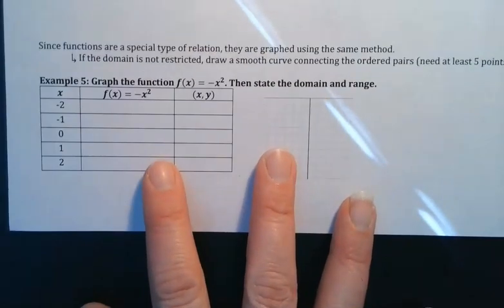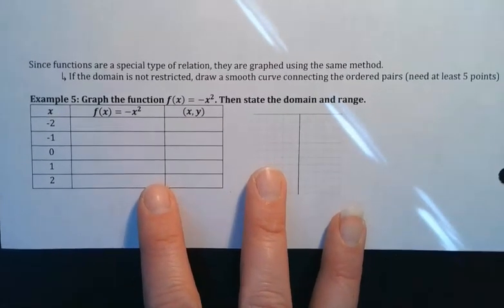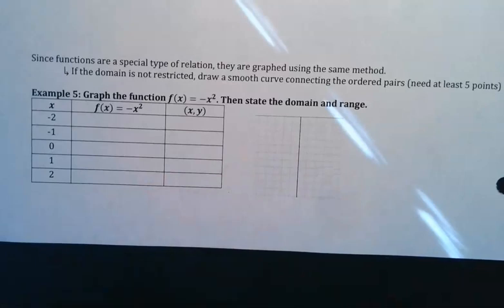Since functions are a special type of relation, they are graphed using the same method. If the domain is not restricted, and this one is an example where it's not restricted, because we just have f of x, so our function notation equals negative x squared. Does it say x equals this? No, so it's not restricted. If the domain is not restricted, you're going to draw a smooth curve connecting the ordered pairs. And you need at least 5 points. I don't care what 5 points you use.